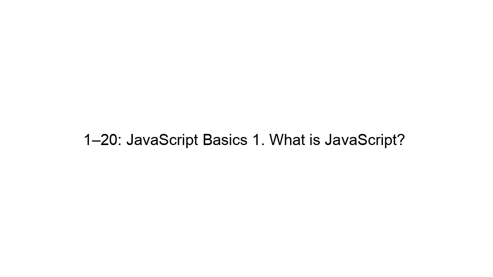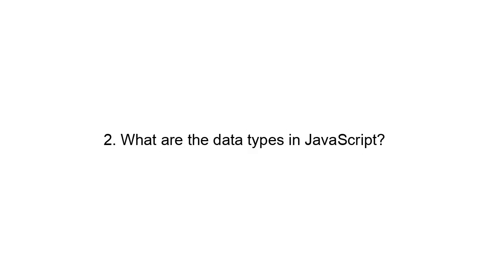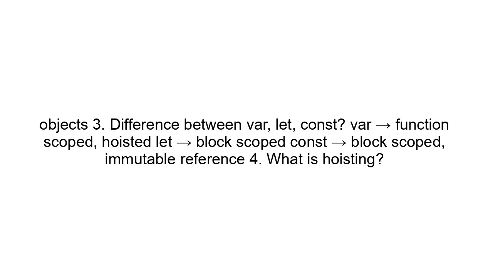1 to 20. JavaScript Basics. 1. What is JavaScript? JavaScript is a high-level, interpreted programming language used for web development, both front-end and back-end. 2. What are the data types in JavaScript? Primitive: string, number, boolean, null, undefined, BigInt, symbol. Non-primitive: objects.